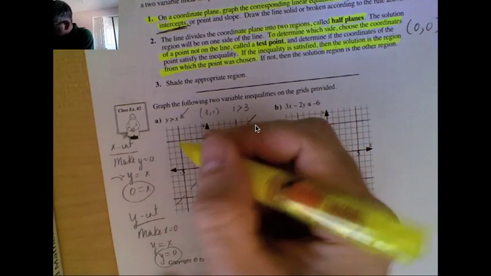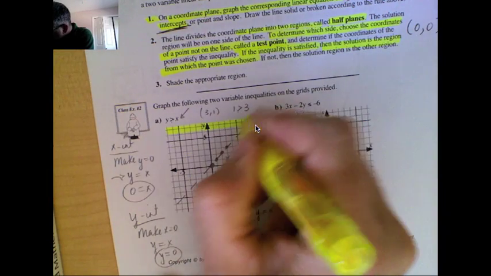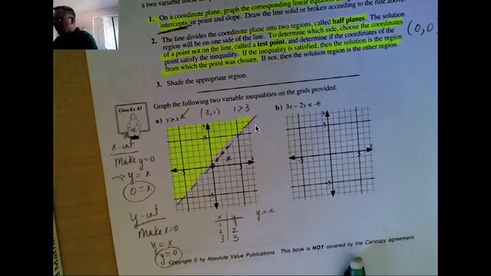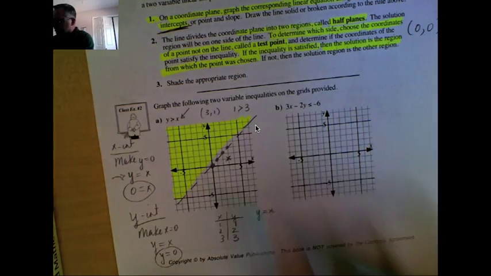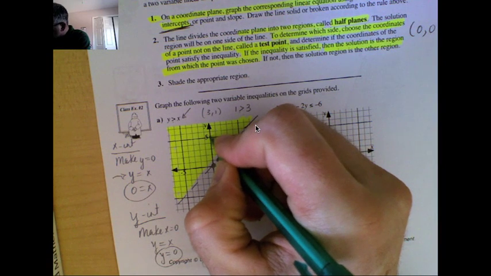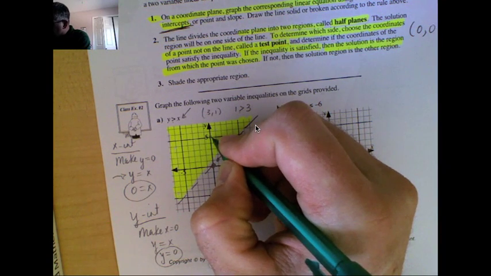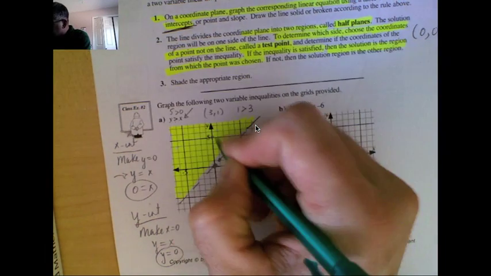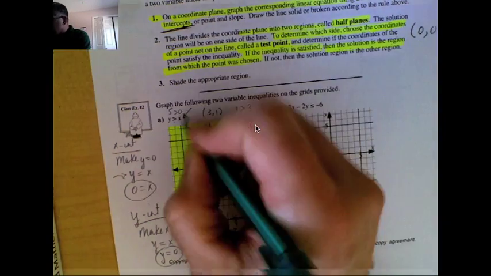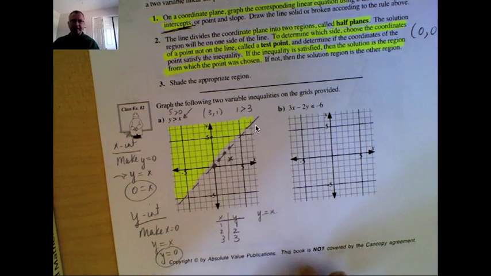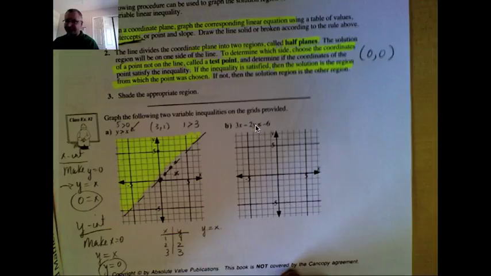It means the solution region, and it's actually really easy to use a highlighter to do this, is this whole region above this line. And if you don't believe that that's the solution region, test a point in this solution region. A point in this solution region here is (0, 5). So if I put 5 in for y and 0 in for x, yes, 5 is greater than 0. So because that's true, yes, this is our solution region. So let's do another one.